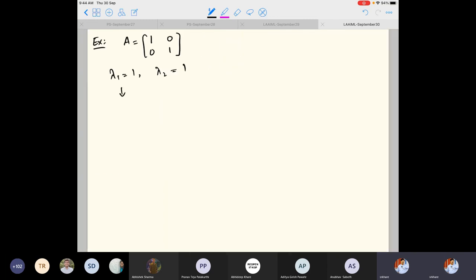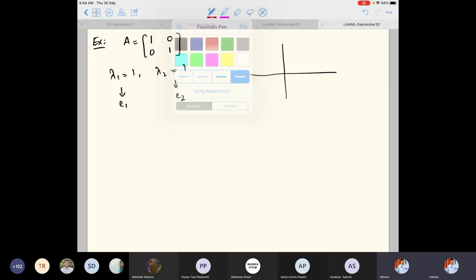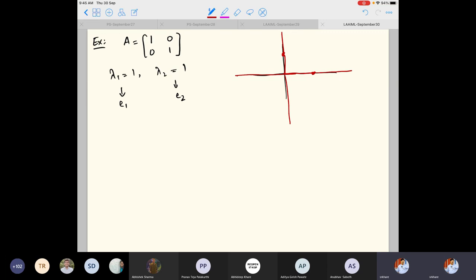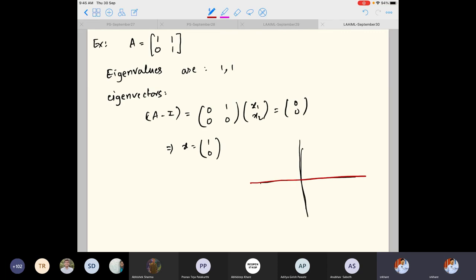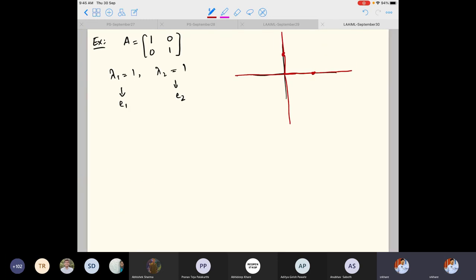But corresponding to lambda 1, what is the eigenvector? Can I take E1? And corresponding to lambda 2, I can take E2. So if you see here, one space is spanned by the vector E1, which is 1, 0. The other space is spanned by E2. So again, in this particular case, even if the eigenvalues are repeated, you get two independent eigenvectors. In the earlier case, you got two repeated eigenvalues but only one linearly independent eigenvector. Here you still got two eigenvectors which were linearly independent, right?